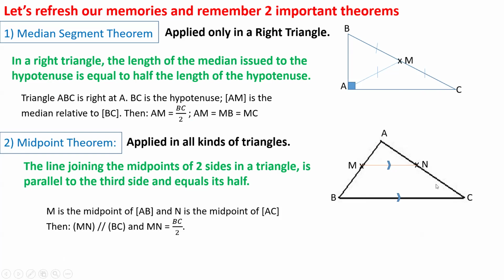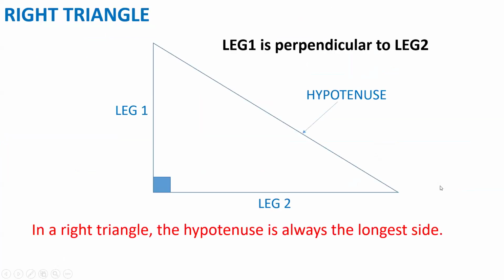Then this theorem says the line joining the two midpoints of any two sides in a triangle is parallel to the third side and equals its half. Why do we use this theorem, the midpoint theorem? We use it to prove two parallel lines or to find the measure of MN or BC.